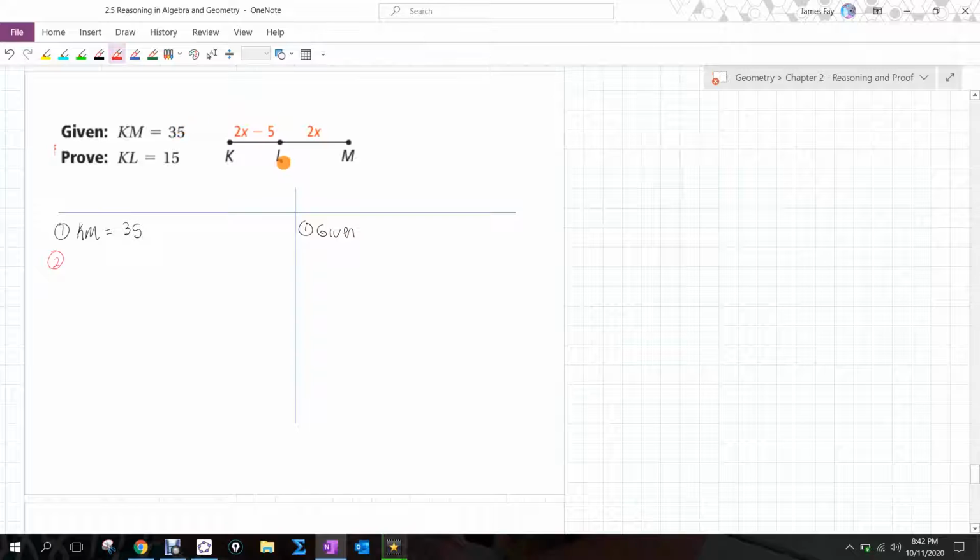Next thing we do is look at our picture and think about, well, what does our picture show us? And to me, I see 3 collinear points. I see segments. I think segment addition postulate. So I say KL plus LM should equal KM. And I just tell people then, why do I know that? Why do I know that that's true?